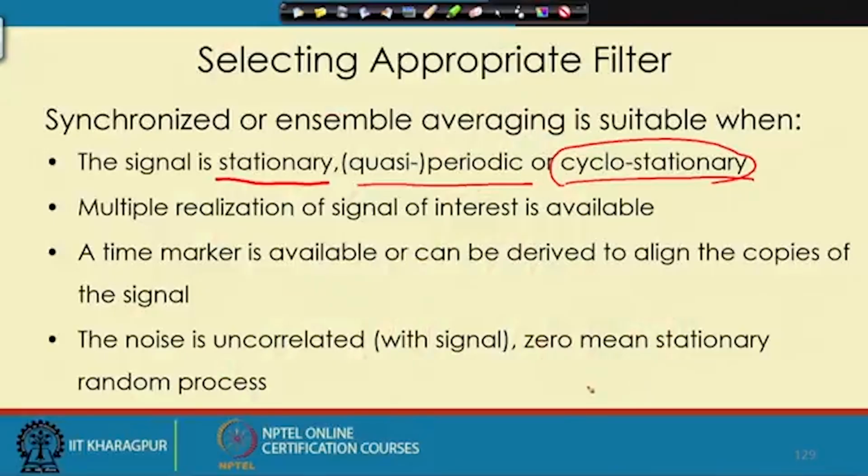Say for example, in case of ECG, we can take one cycle at a time, and take each of those cycles as a separate ensemble, as multiple realizations of the same signal. Then we can apply the synchronous averaging.